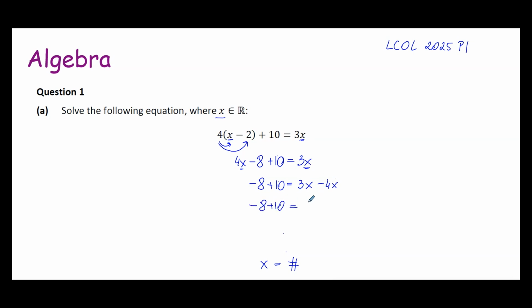Here I have 3 minus 4 together. I have minus 1x. Now, minus 1x, I just want x, not minus x. So what do we do? Divide both sides by minus 1. So I put my values in the calculator and I get my number. And that's minus 2.